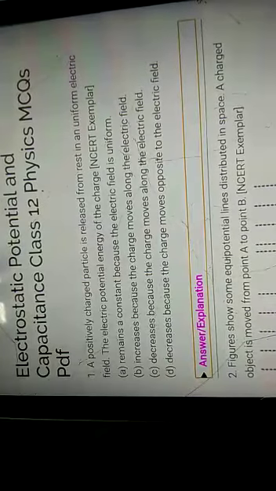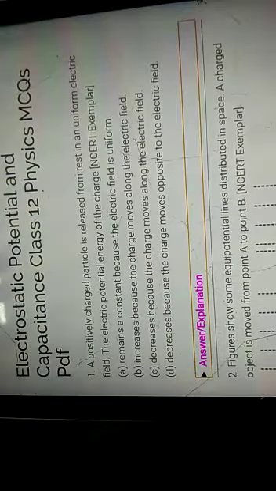We will discuss chapter 2, electrostatic potential and capacitance, and we will randomly choose some MCQs. We will also discuss the correct option and why that option is chosen. Okay, so your first question is: a positively charged particle is released from rest in a uniform electric field.